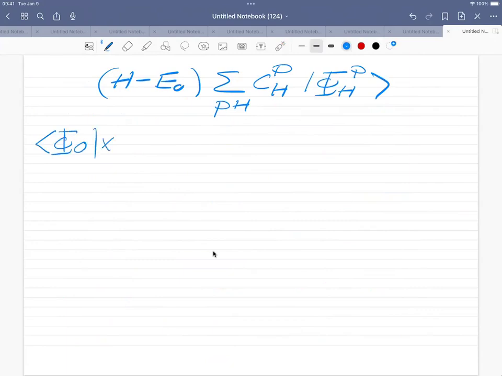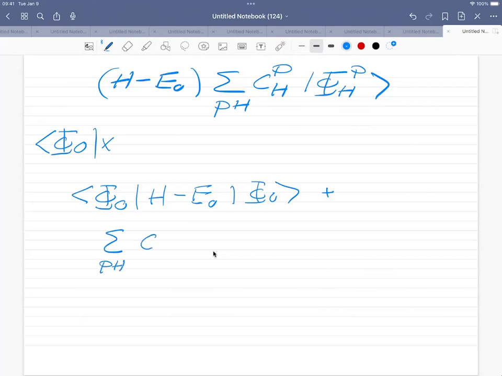So that means that what I get now is obviously phi 0 of H minus E0. And the first term is actually phi 0, and I put this coefficient C0 to 1. Then I have a new term, which is PH, and then I have these coefficients.